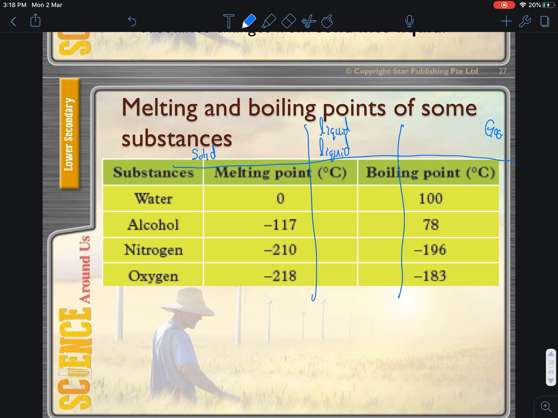So what does this mean? Any temperature that is within this range here, it's a solid. Any temperature that is between 0 to 100, minus 117 to 78, minus 210 to minus 196, and minus 218 to minus 183, these are all liquid, and anything above these temperatures here, it's a gas for the respective material.